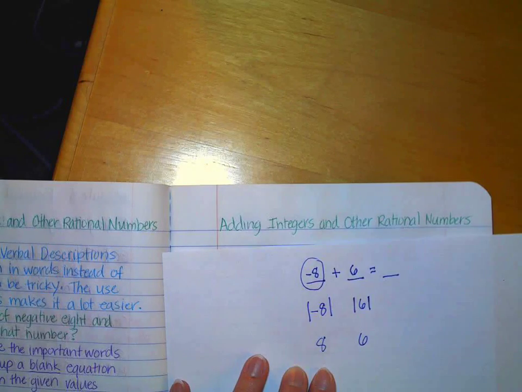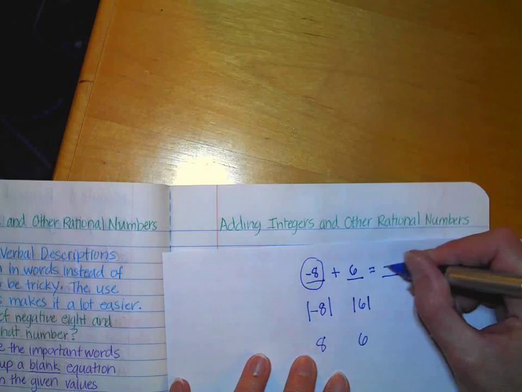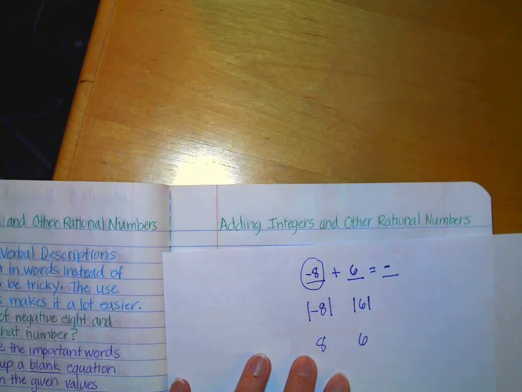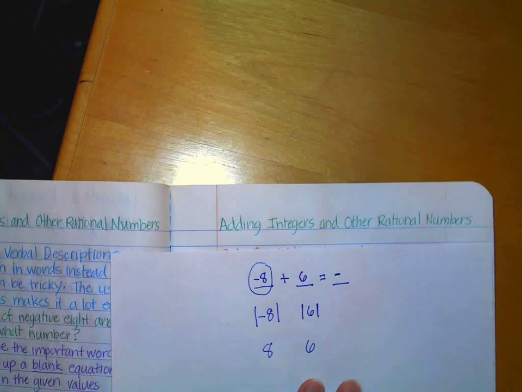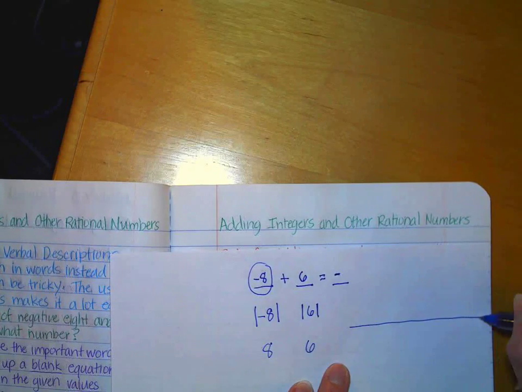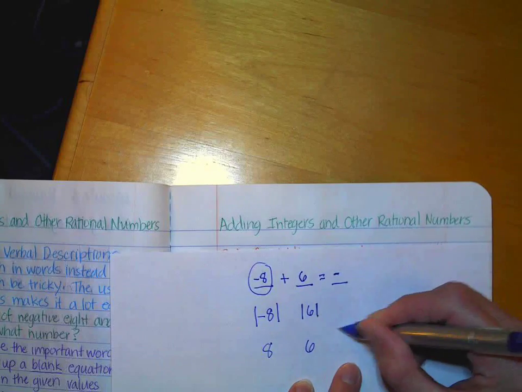So which one out of the two is the greater absolute value? Ta-da! -8 is. Okay? So we know already that our answer is going to have a negative in it because -8 has the greater absolute value. That's what that means. Okay, and now we just use our tools.